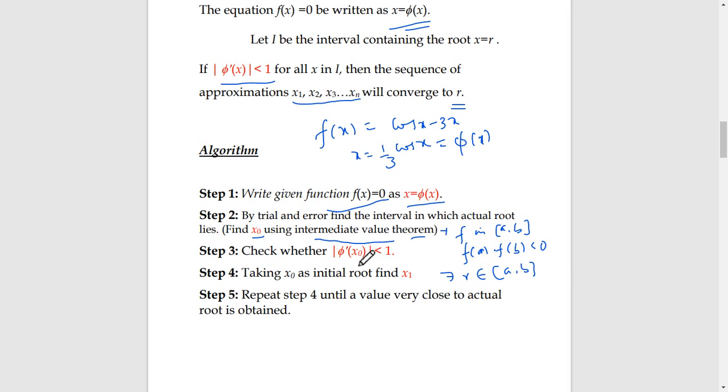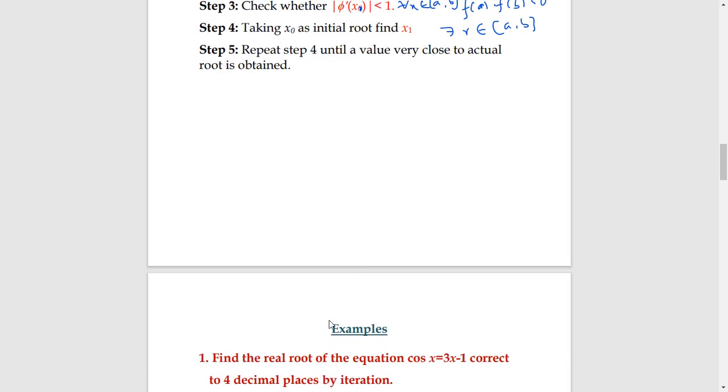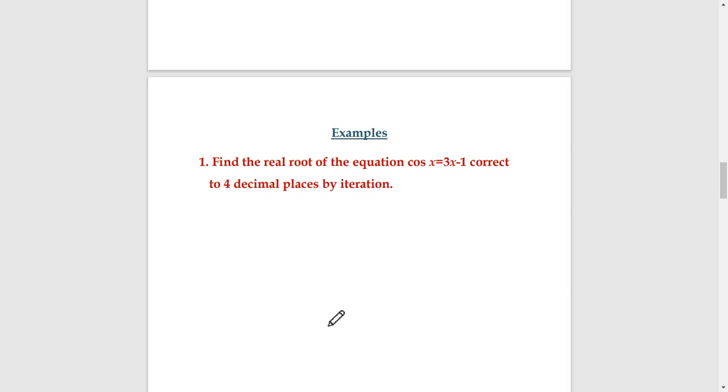So now check phi dash of x naught, phi dash of x. Mod phi dash of x is less than 1 for all x, not only one x, for all x that belongs to the closed interval a comma b. So now start the iteration process. Taking x naught as an initial root, find x1, next x2, and so on. Repeat this step until you get an approximate root, that is the value very close to the root. So let us see an example.